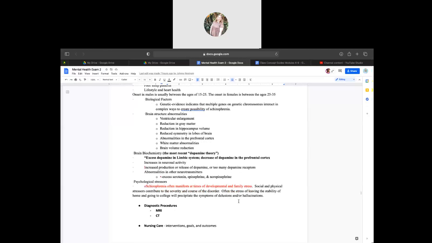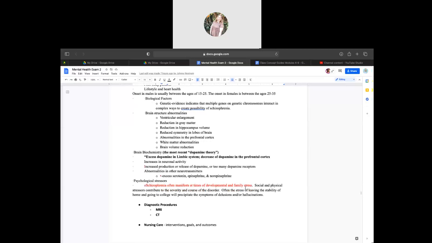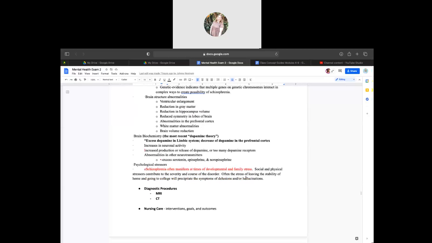Social and physical stressors can contribute to the severity and course of the disorder, often based on maybe leaving home, maybe a new job, new work environment, new college.